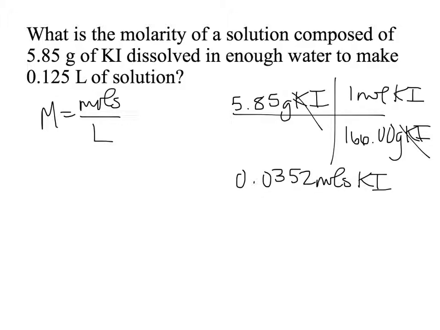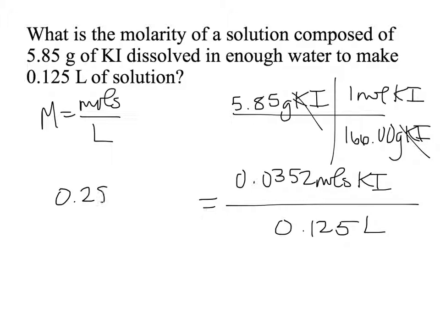Well, now we know the moles. That's great. And now, if I just take those moles and divide them by the liters, 0.125 liters, well, I have moles over liters. That is molarity. So I punch that into my calculator, 0.0352 divided by 0.125. And with sig figs, my answer should be 0.282 capital M molar potassium iodide. And it's just that easy.